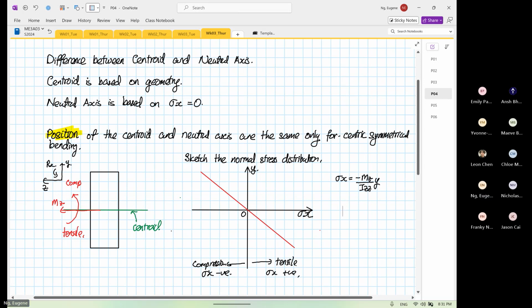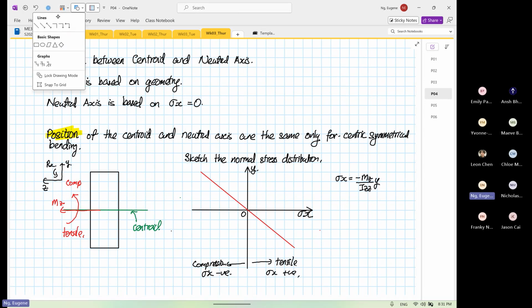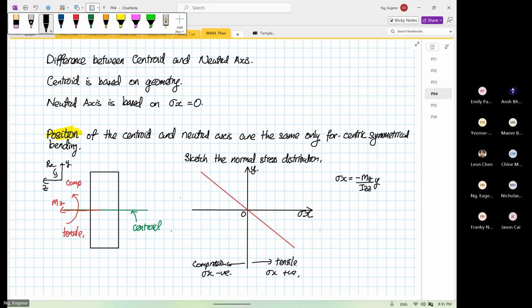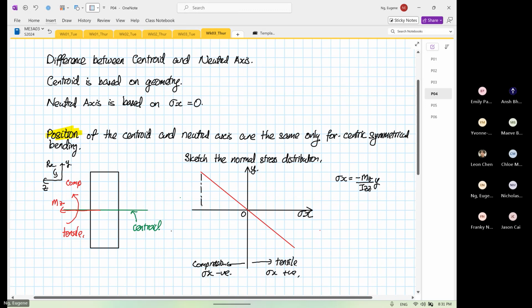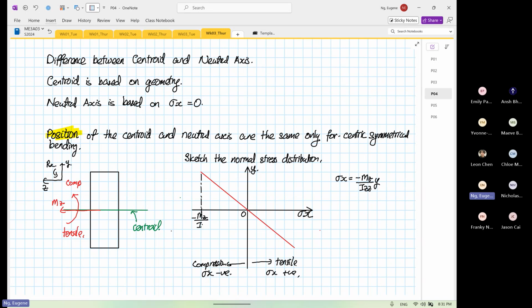So we know that over here, this is minus Mz over Izz multiplied by y. Whereas over here, this is positive Mz over Izz multiplied by y. Okay. So when the normal stress over here is equal to 0, this line is also known as the neutral axis.